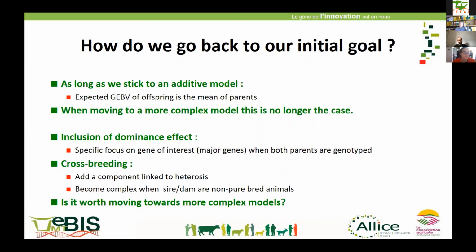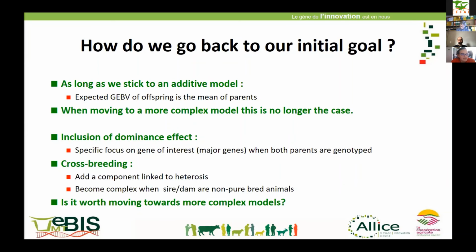And now the question I had for the meeting was, do we go back? I guess the idea was that as long as we stick to an additive model, the expected GEBV of offspring was the mean of parents. When moving to a more complex model, this is no longer the case. So what can we do? Can we adjust the formula?